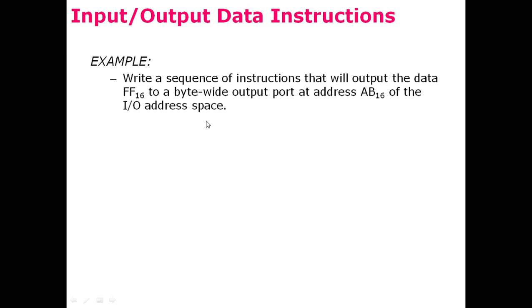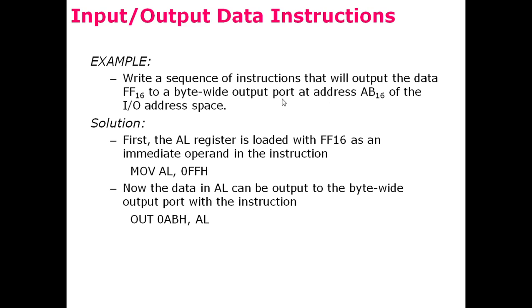So to write the instructions, first the value that is to be sent has to be stored in the AL register. The AL register is loaded with FF as an immediate operand in the instruction. So this value is first stored in the accumulator AL, so MOV AL, 0FFH. So this 8-bit value which is to be sent to the output device is first stored in the AL register, and then the OUT 0ABH, AL instruction is used to send the 8-bit value to the output device.